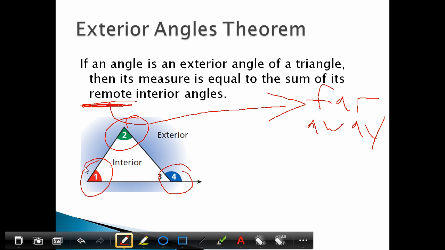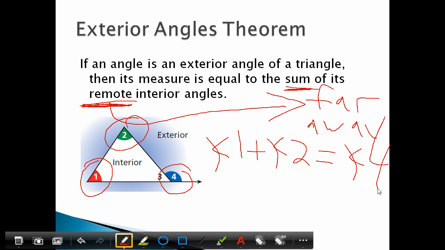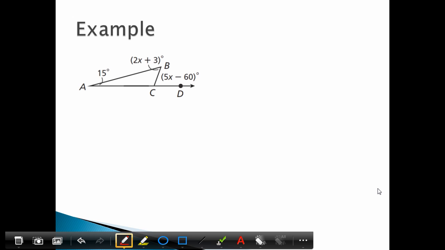So this says I'm going to take the sum of those. So if I take angle 1 and I add angle 2, that should give me angle 4. It's that simple. Add up the remote angles, it gives you the exterior. How about an example? Let's do an example. I like examples. Here we go.